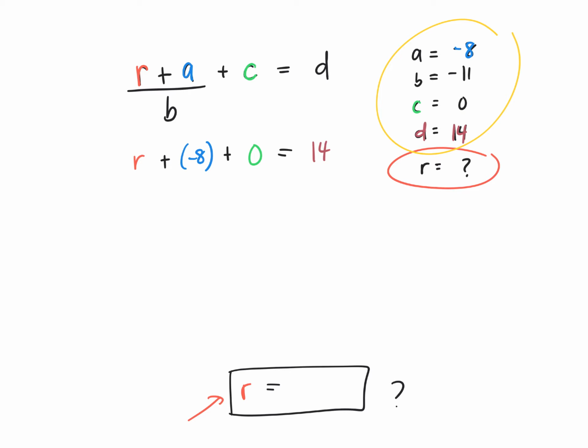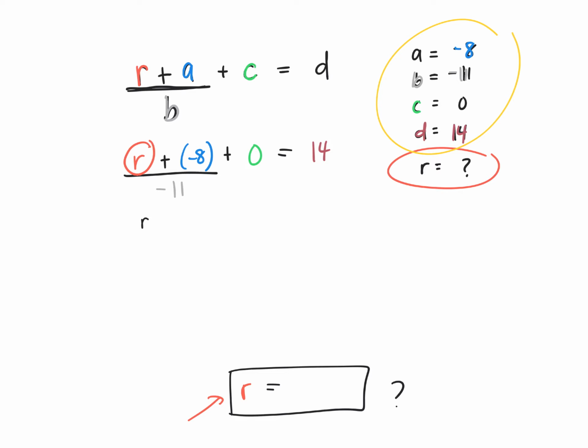And we also have to make sure we include r plus a divided by b. In this question, b is equal to -11, so I'm going to put divided by -11. Now we have all of the information plugged into the question, and we only have one variable that is unknown. So we're trying to isolate that variable.